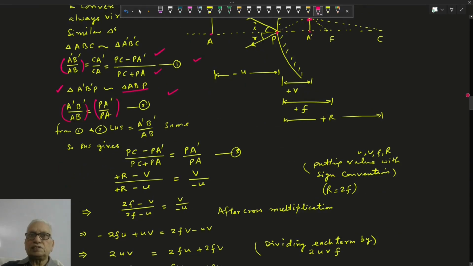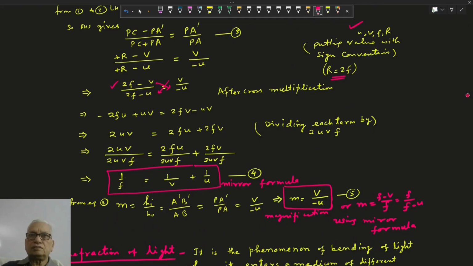So here, (PC minus PA') upon (PC plus PA') upon, putting the value of U, V, R with sign convention, and R is equal to F. So PC is positive R, this is minus V plus V, A minus U. And R की जगह 2F लिख दिया. After cross multiplication, we are getting here 2FU plus UV and 2FV minus U.